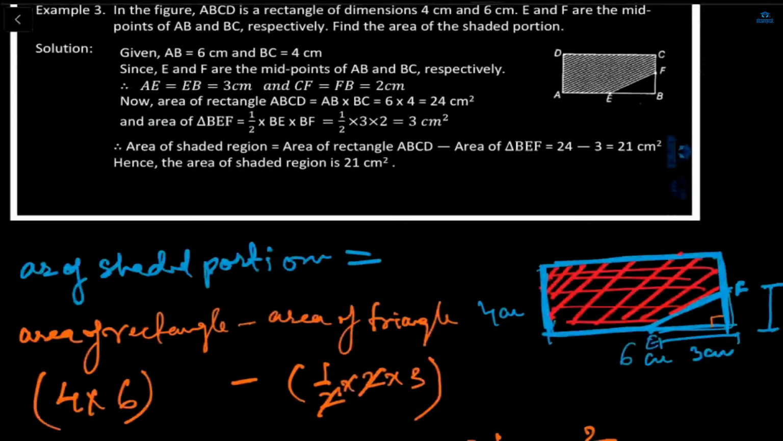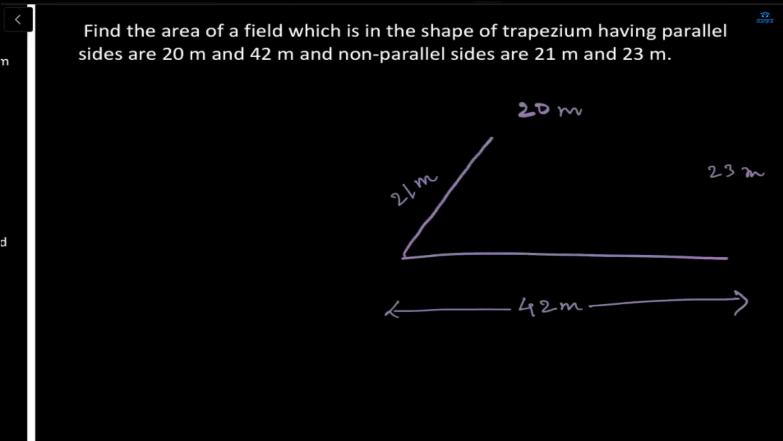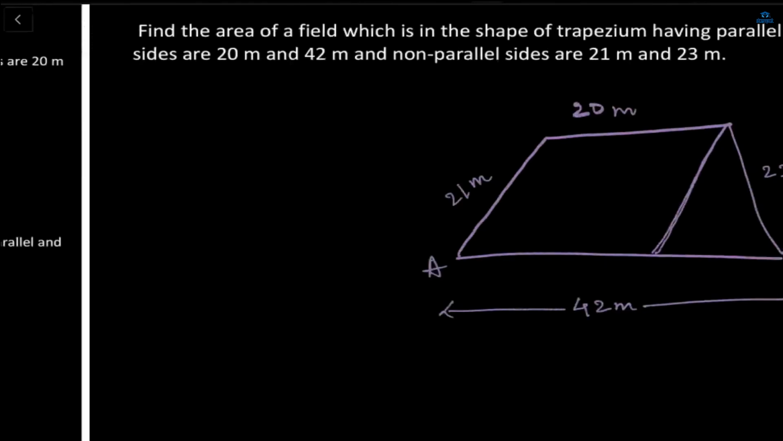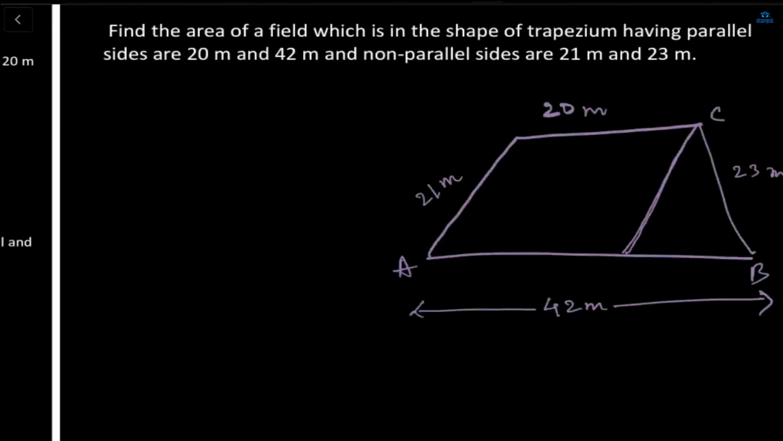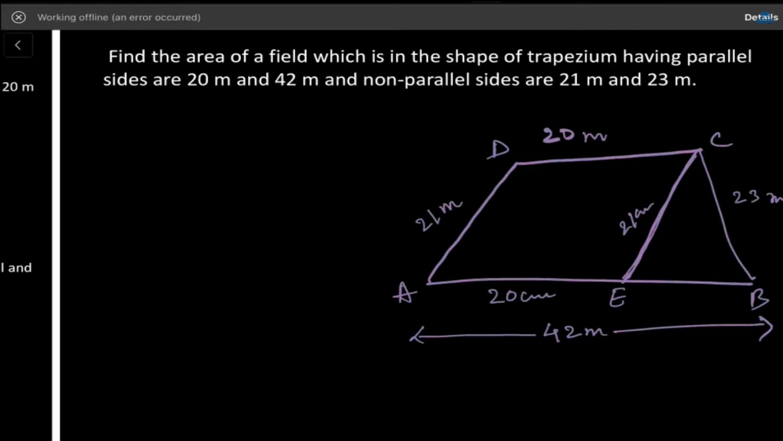So what I'm doing? I'm drawing a line here. This was your trapezium, A, B, C, D, E. This CE is also 21 meters. I'm drawing it as a parallelogram. So this will be 20 meters. And this will become 42 minus 20, so it will become 22 meters. Am I right? Yes, ma'am.